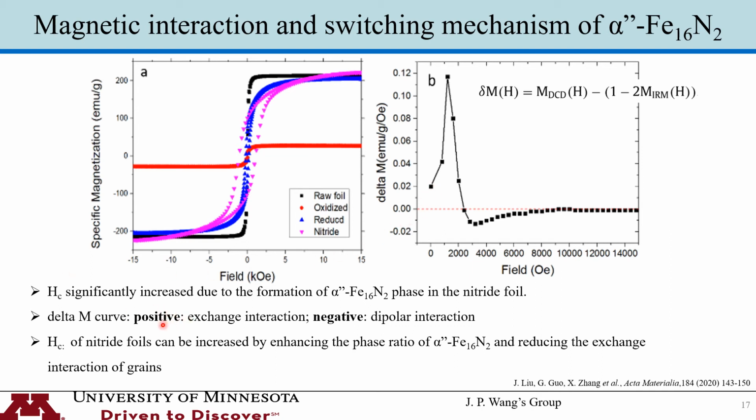So as I discussed in the previous slide, there might be some unreacted region in the sample. So one way to enhance coercivity is to reduce the unreacted region to get a higher phase volume ratio of alpha double prime Fe16N2. Another way is to figure out a way to reduce the exchange interactions between grains, like introducing some non-magnetic grain boundaries or some other methods. It's still ongoing research.